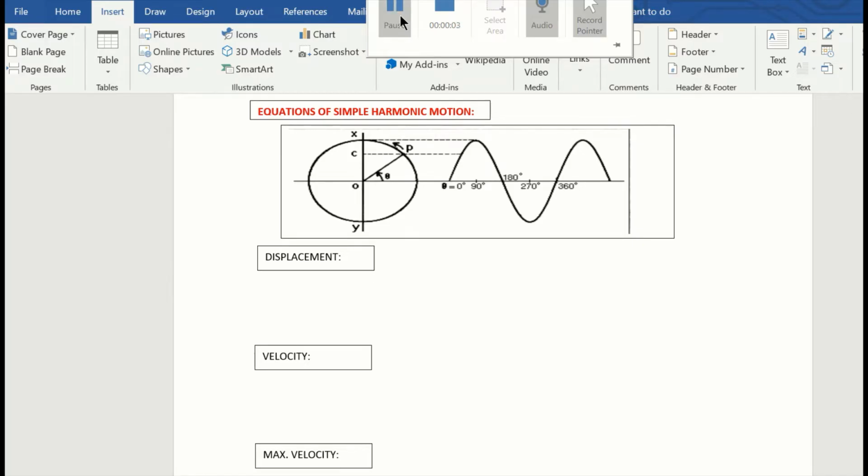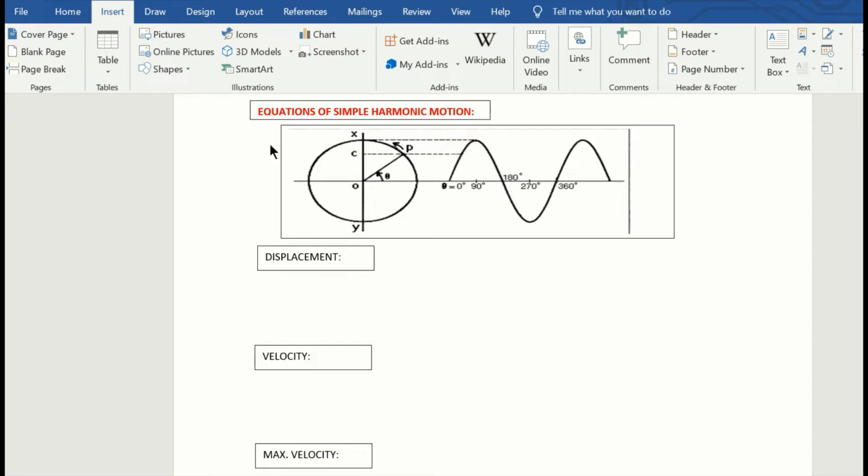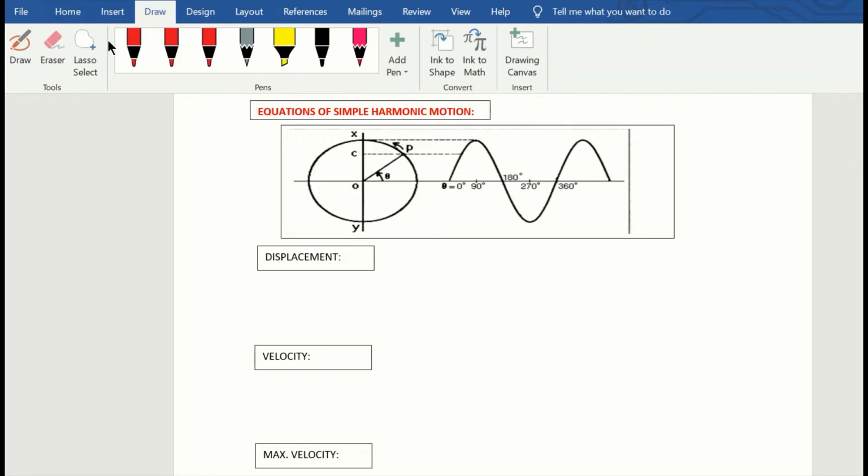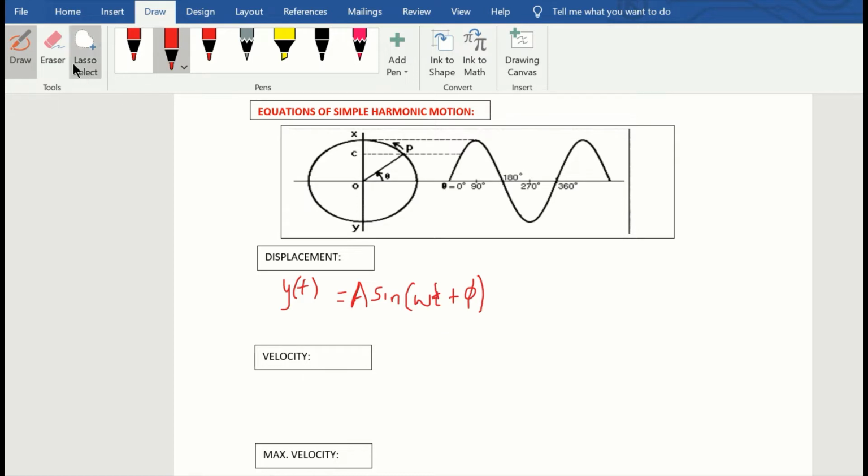Alright, so let's look at equations of simple harmonic motion. In our previous slide, we said that displacement for simple harmonic motion is given by the formula y, which is a function of time, is equal to the amplitude sine, bracket open, the angular frequency times time plus the phase angle or constant. Alright, so this is the equation for a simple harmonic motion in the y-axis. Remember that this is the time.